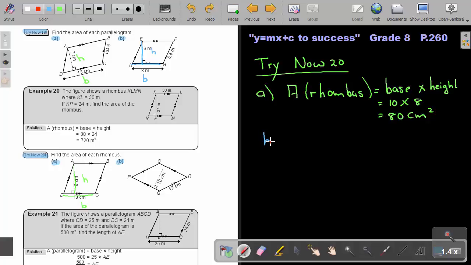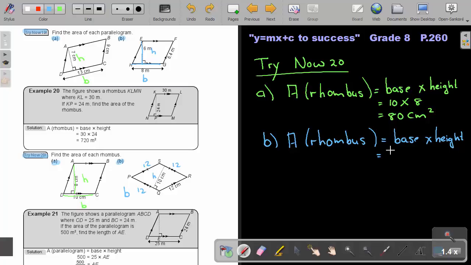And then if you look at number B, it's again a rhombus. So again, we're going to write down the area of a rhombus. And that's again base times height. And what is my base? Okay, now in this one, I just have to look. Remember, this is a rhombus. So this side is 12, this is 12, this is 12, this is 12. So I can take this as my base and this as my height. So the base will be 12 and the height will be 10. And if I multiply it, I will get 120 centimeters squared. We will continue with area of parallelogram and rhombus in the next part.